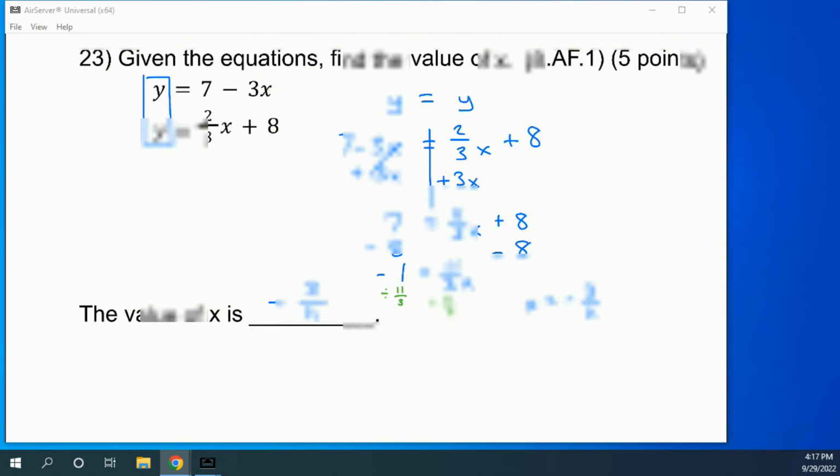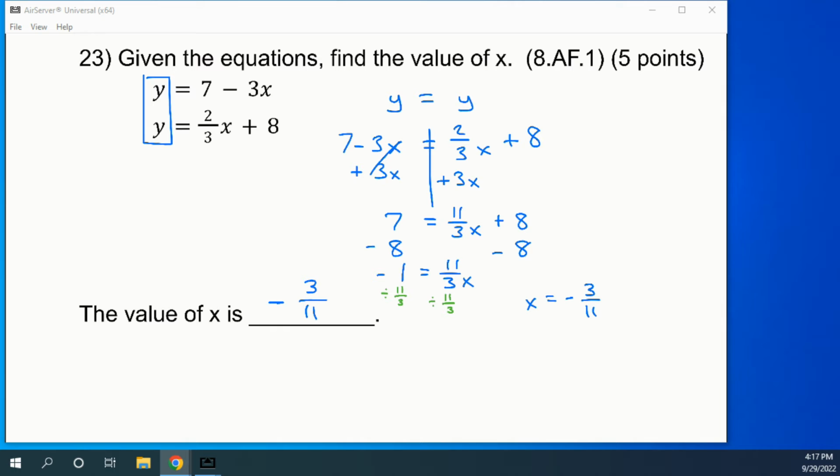So that would be the value of x, right? So yeah, the key here is to set your y's equal to each other, and then set the other side of the y's equal to each other as well.